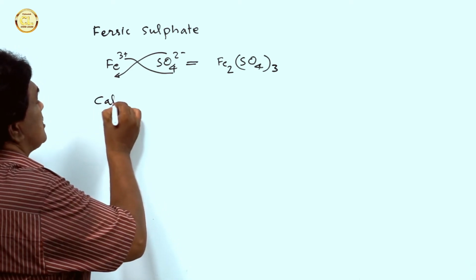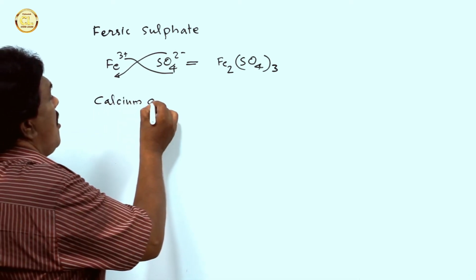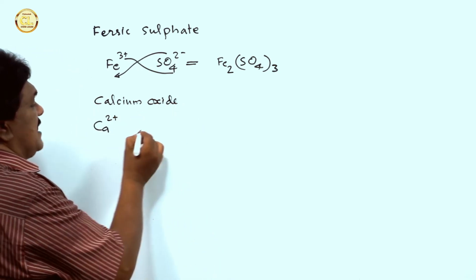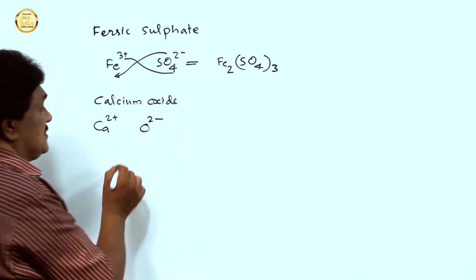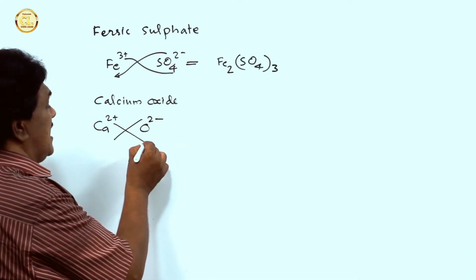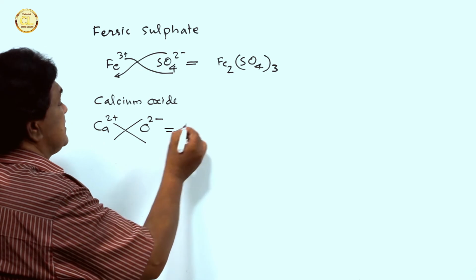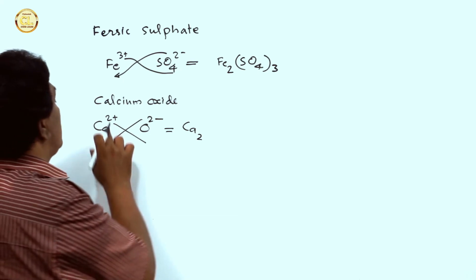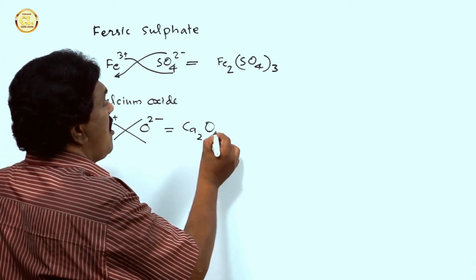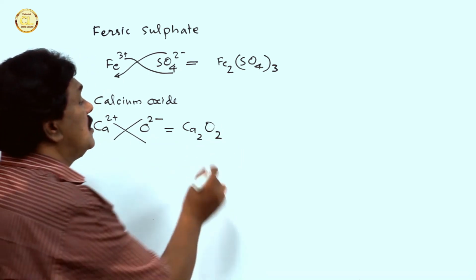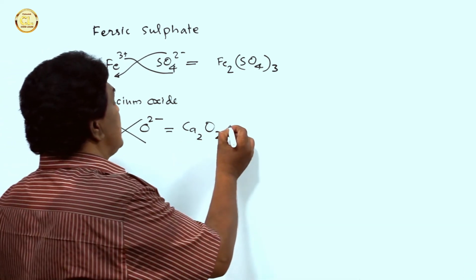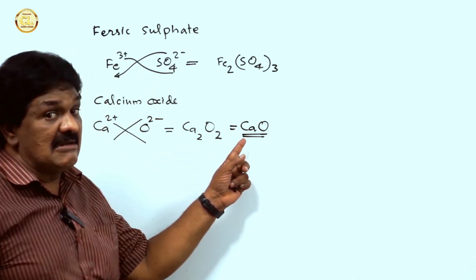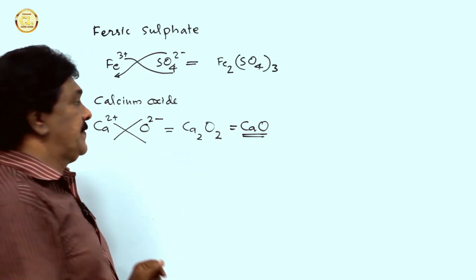Now, calcium oxide. You know, calcium is Ca2+, oxide is O2-. Crossing their valencies like this, we get Ca2. This 2 becomes the subscript of calcium, and this 2 also becomes the subscript of oxygen, Ca2O2. So they can be divided by 2, we get CaO. So the formula of calcium oxide, that is quicklime, is CaO.